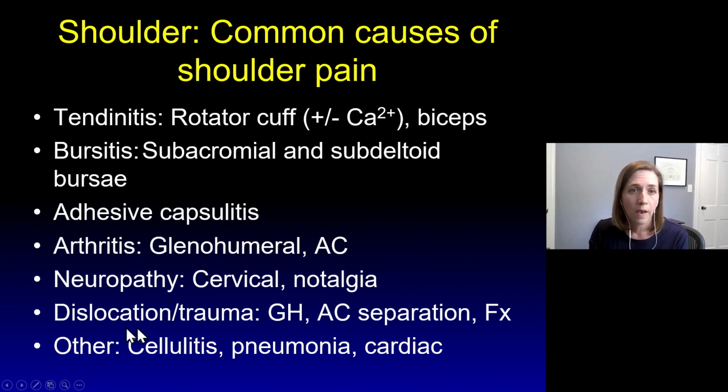From the history, you should be able to tell if it's a dislocation or trauma causing the shoulder pain. And then you also want to think about shoulder pain that may be referred from somewhere else. Maybe there's a cellulitis. Maybe there's a pneumonia that's causing referred pain to the shoulder, or cardiac issues that are causing, again, referred pain to the left side.